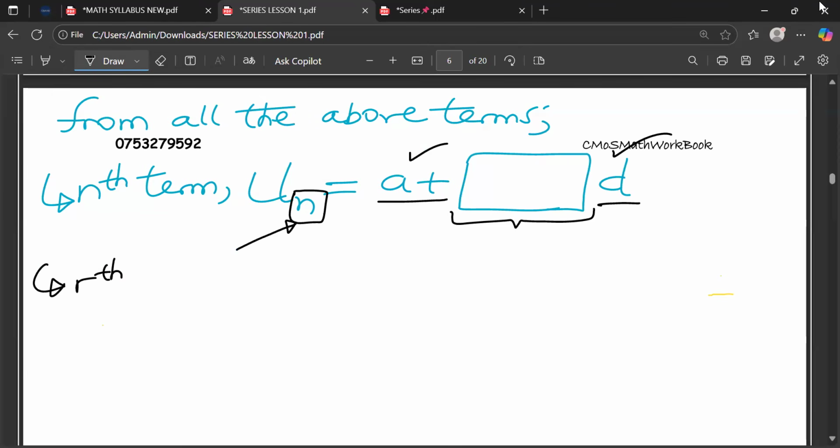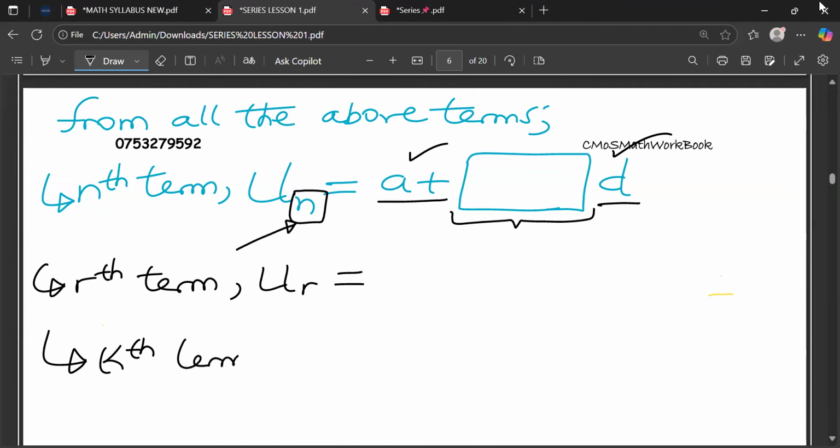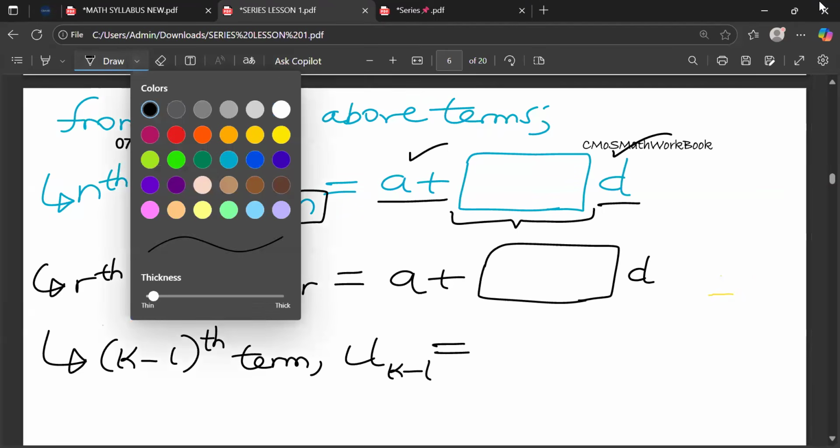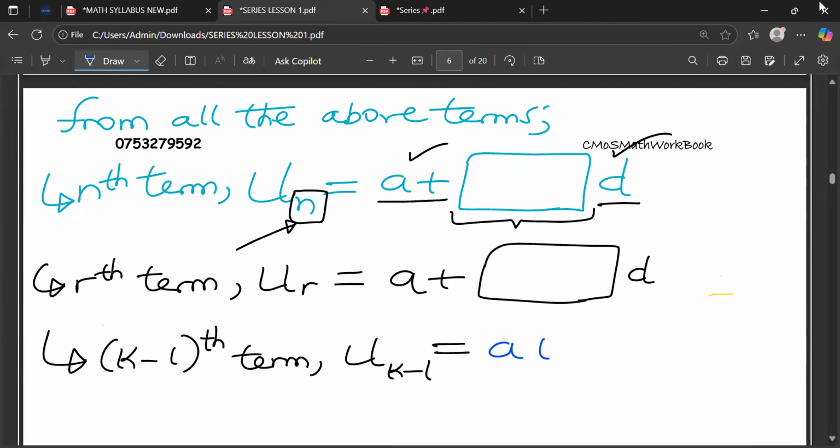As also people prepare to tell me the rth term, where we shall put their R. Then as people prepare to tell me the K, and to see if you people can think very well, I just want to know what to put in those boxes, because I know all of them should have A.